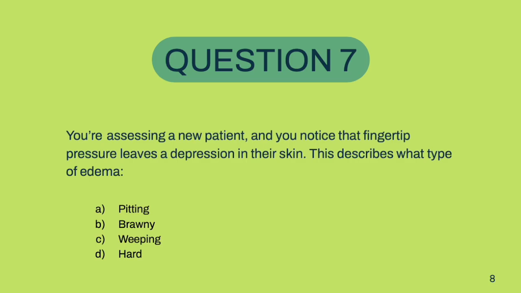Question 7, correct answer is A, pitting edema. Brawny is a type of firm, non-pitting swelling. Weeping is where clear fluid leaks through the skin. And hard is where the trapped fluid causes the tissue to become rigid and thick, and when you press into it, it doesn't leave a dent.